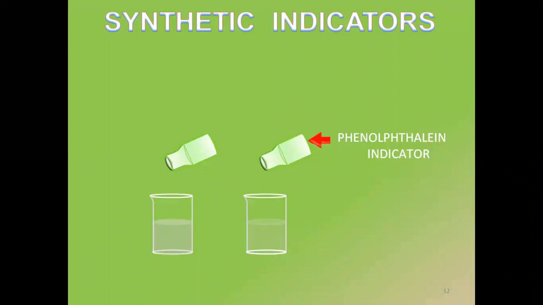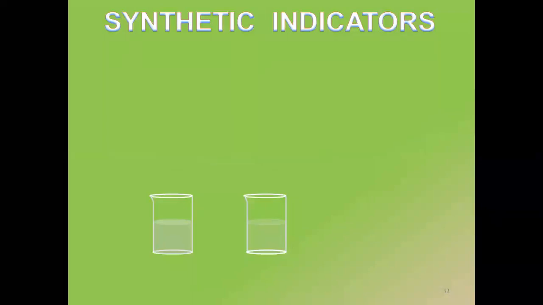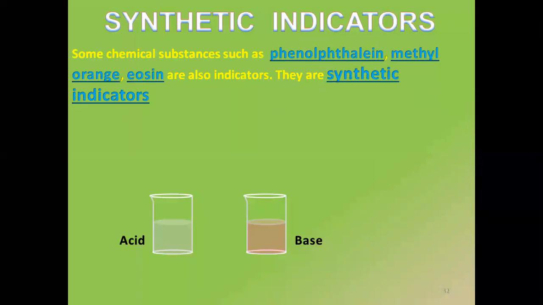Let us see how phenolphthalein helps me understand which is acid and which is base. I put a drop of phenolphthalein in both the solutions. Now, after I stir the solution, one solution remains as it is and the other solution turns pink, which indicates that phenolphthalein in acid remains colorless, but in base it turns pink. Again, a color change helped me understand what is acid and base, and as it was a chemical made in the laboratory, it falls under the category of synthetic indicators.